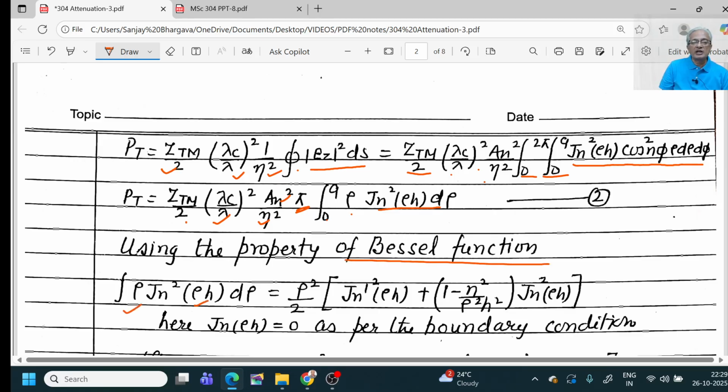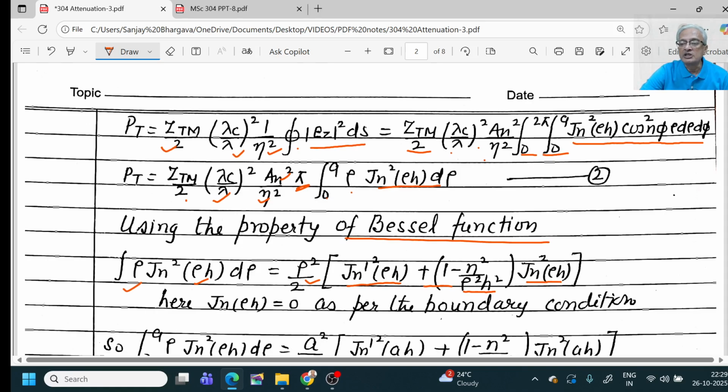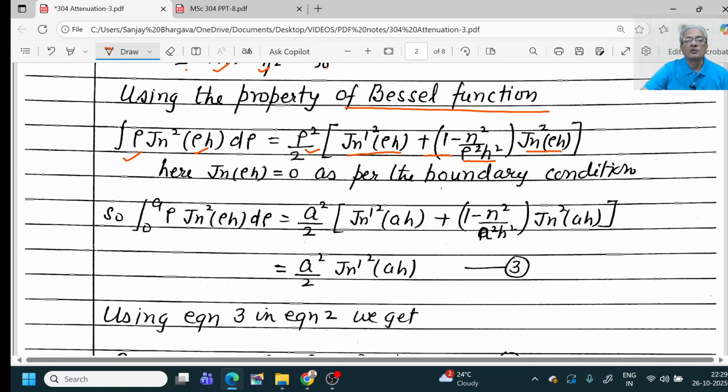Integration of ρ Jn² (hρ) dρ would be equal to ρ²/2 [Jn'²(hρ) + (1 − n²/(ρ²h²)) Jn²(hρ)]. Here, according to the boundary condition, Jn(ha) is supposed to be 0, so this term vanishes. So ∫ from 0 to a of ρ Jn²(hρ) dρ is equal to a²/2 [Jn'²(ha) + (1 − n²/(a²h²)) Jn²(ha)], which would be equal to a²/2 Jn'²(ha). This term is 0 according to the boundary condition.